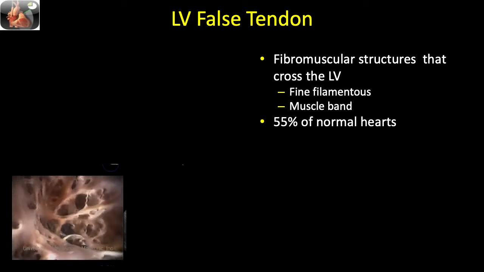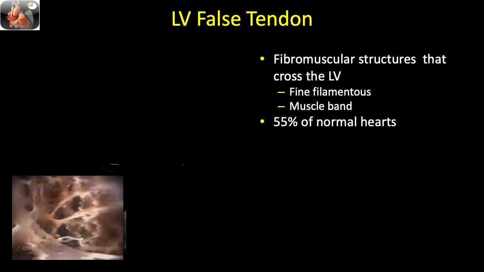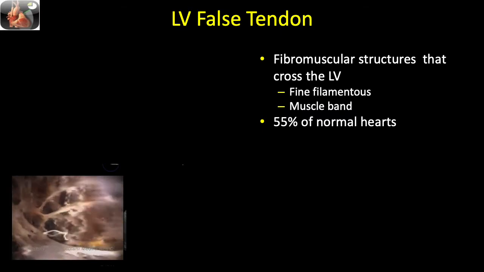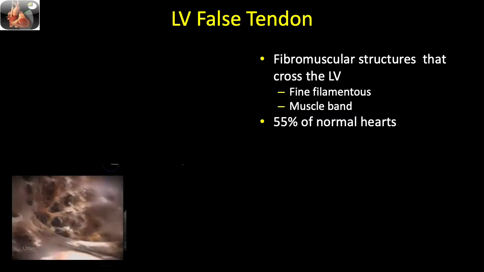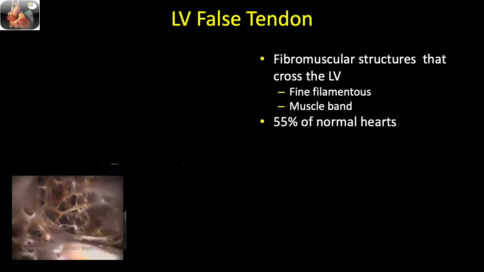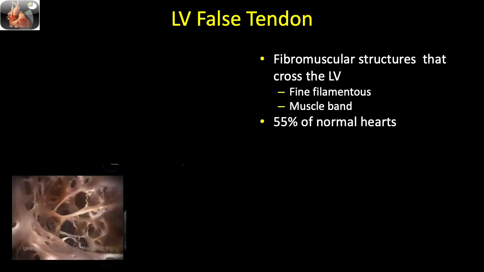True chordae tendineae connect the papillary muscles and mitral valve leaflets. False tendons occur in 55% of normal hearts by autopsy study.